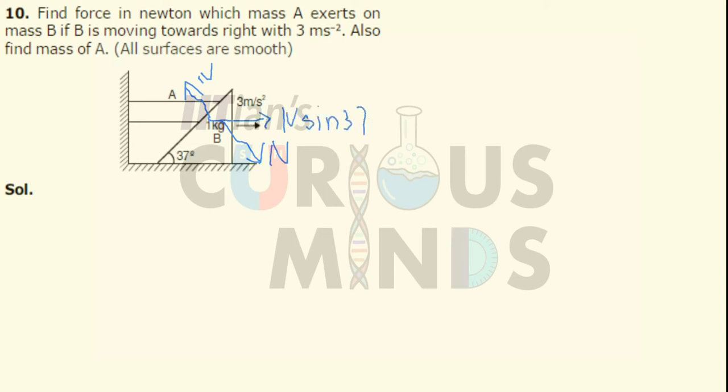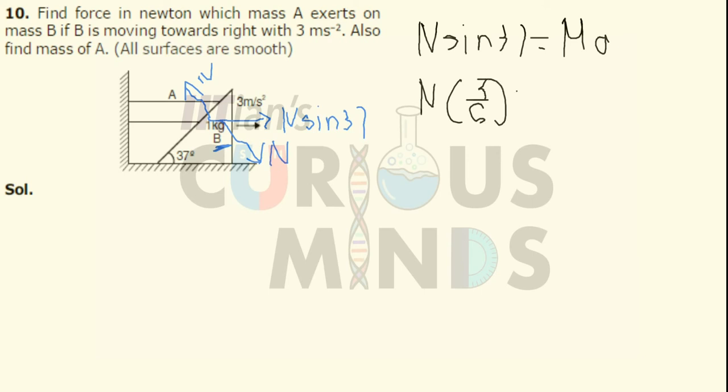Now see, if this is N, then if I take a component over here, it will be equal to N sine 37. Since body B is accelerating in the right hand side direction, N sine 37 is the only force which acts in the right hand side direction. So N sine 37 will be equal to mass into acceleration. Over here N is unknown, sine 37 is equal to 3 by 5, which will be equal to mass of body A, which is 1, times acceleration, which is 3. So the normal force over here is equal to 5 Newton. I got the normal force.